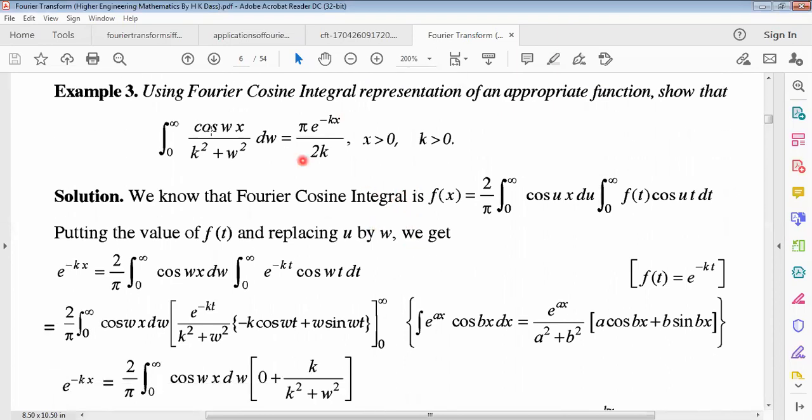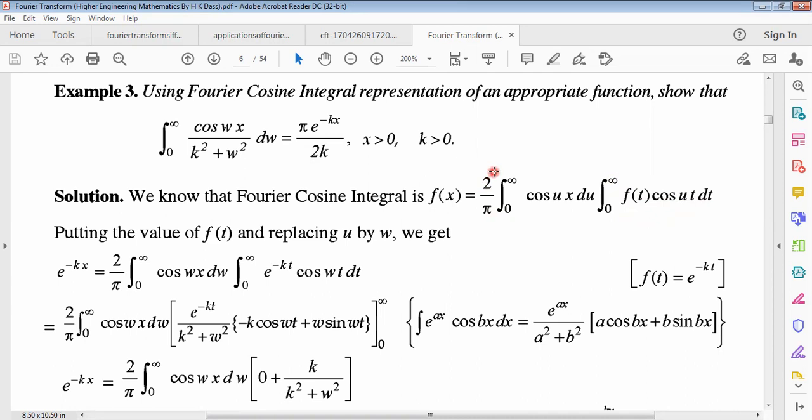Now another example: using the Fourier cosine integral representation of an appropriate function, show that we have this result. This equals pi e to the power minus kx divided by twice k, where x is positive and k is also positive. Now we know that the Fourier cosine integral f of x equals this. We have proved this just a few minutes ago: 2 by pi, integral from 0 to infinity of cos ux du, integral from 0 to infinity of f of t cos ut dt.